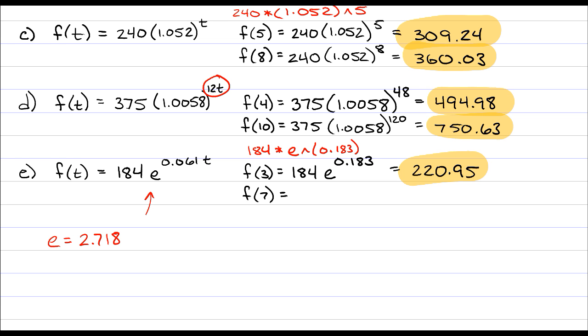Okay, so I calculate f of 7 in basically the same way. 184e. I need to figure out what my exponent is, but that's 0.061 times 7. Or in other words, 0.427. So I plug this into the calculator and get 282.01. Okay, so that's basically a quick overview of how exponential functions work.